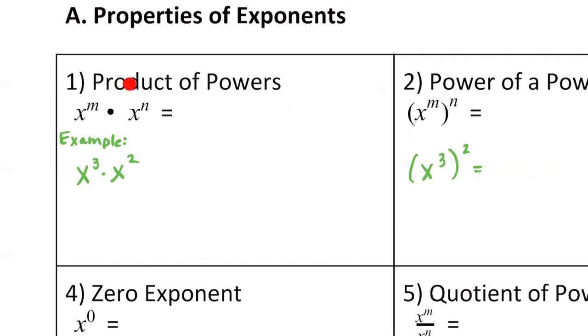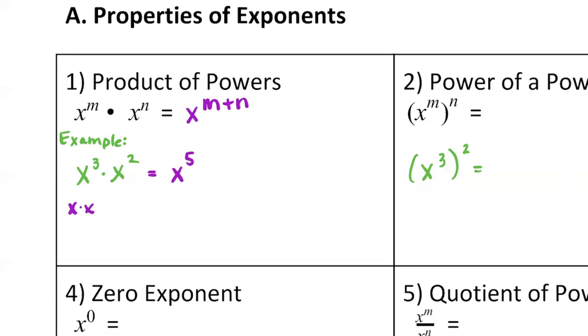Now we're doing a product of powers. Product means that you're multiplying two things together. And this rule in particular only works if the bases are the same. So we have two x's there. In order to do this problem, you would add the two exponents, m plus n. In this example, x to the third times x to the second, again, because the bases are the same, I would just add the exponents.